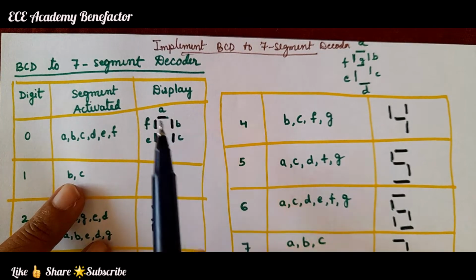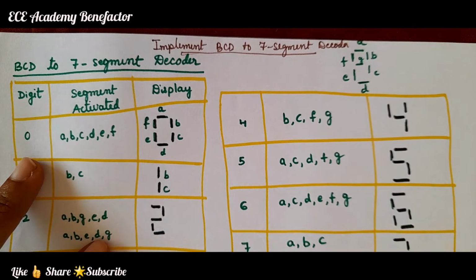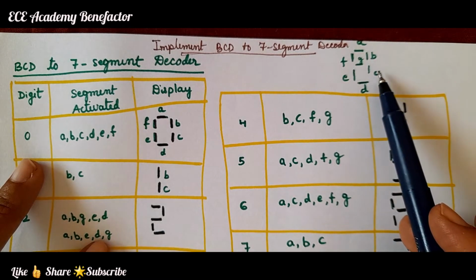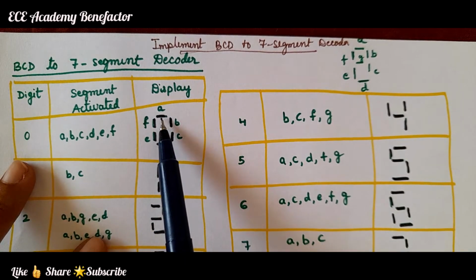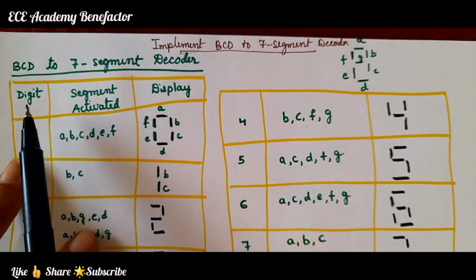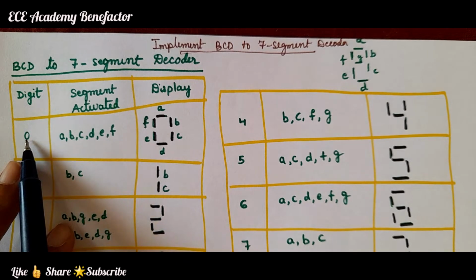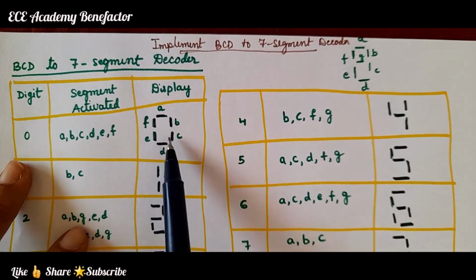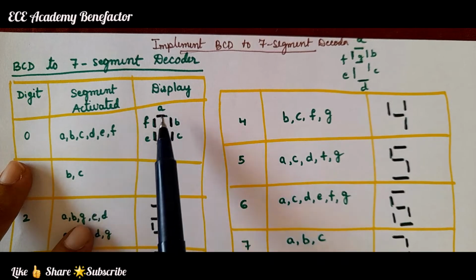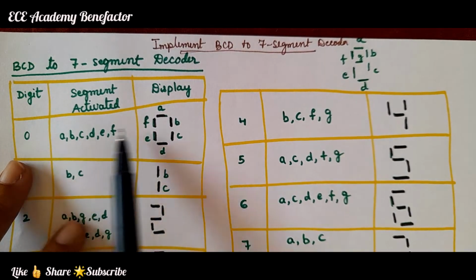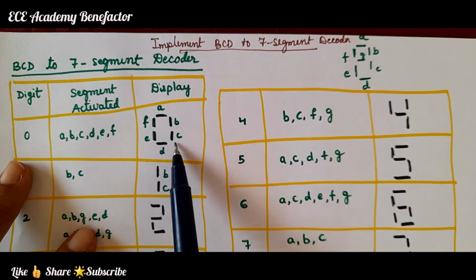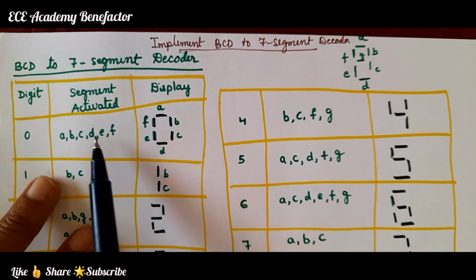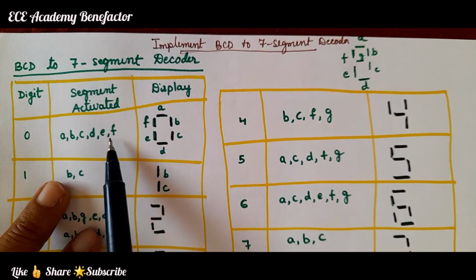So let us see how the digits 0 to 9 appear in this display. When 0 is there, the display looks like this. Here we have 3 columns: the digit, the segments activated, which are high, and how the display looks. 0 will look like this. The segments activated are A, B, C, D, E, F.